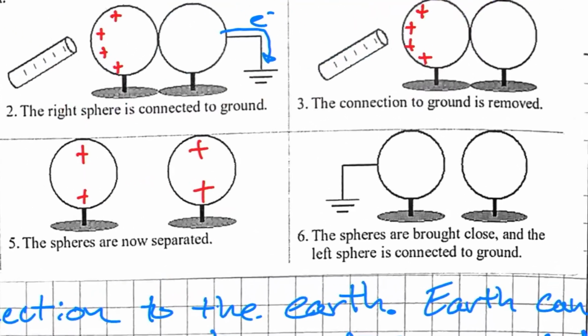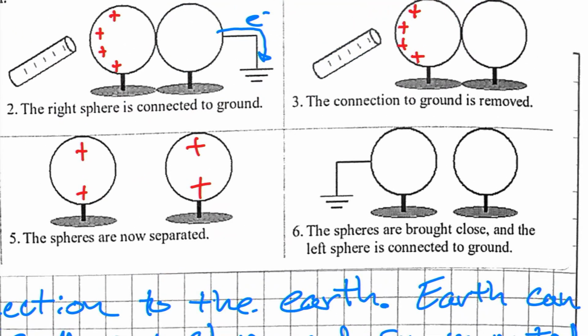And then at the very end, when we have this leftmost sphere connected to the ground, that allows electrons to come from the Earth. And so now the left sphere is going to be neutral and symmetric, while the right sphere is still going to have its positive charges, which would be symmetrically distributed.